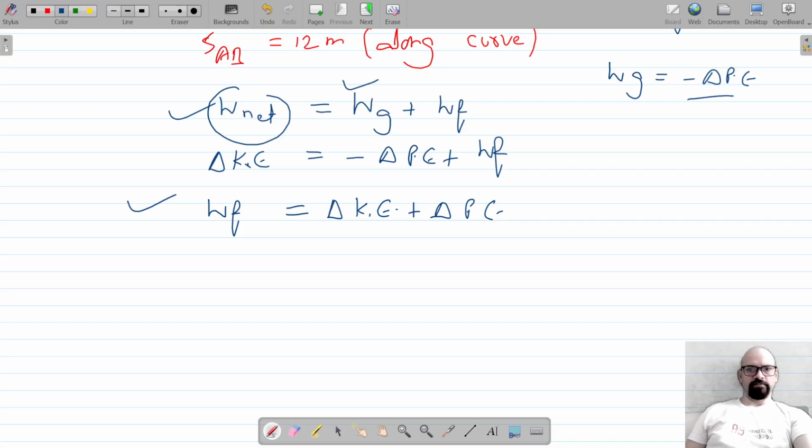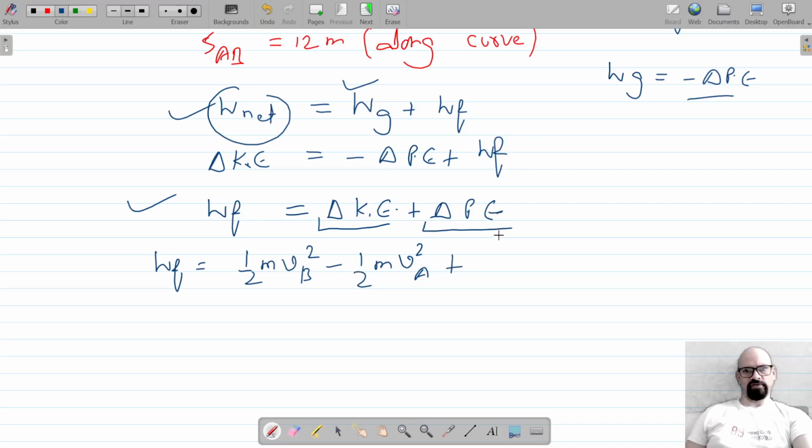Let's replace in the values. So the work done by the force of friction is equal to the change in energy, which is the final kinetic energy, and the final kinetic energy is at point B. So this is half m times the velocity at B squared, minus half m times the velocity at A squared. So this is the change in kinetic energy. Now we have to put in the change in potential energy, which is the potential energy at point B minus the potential energy at point A.